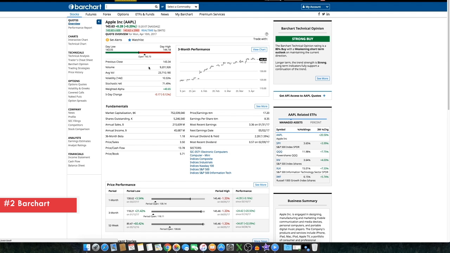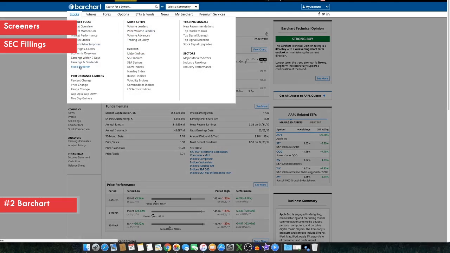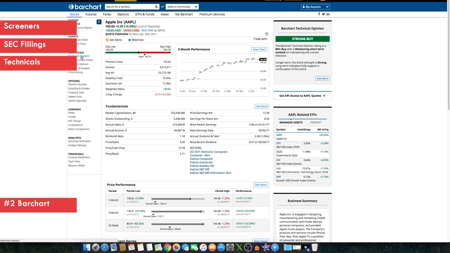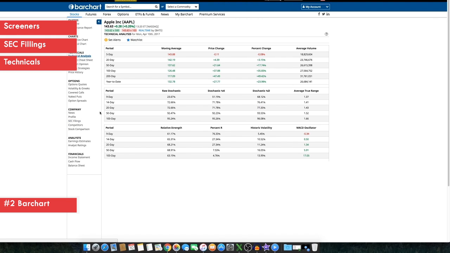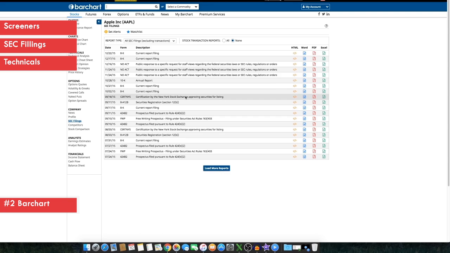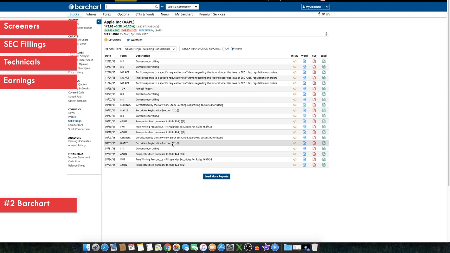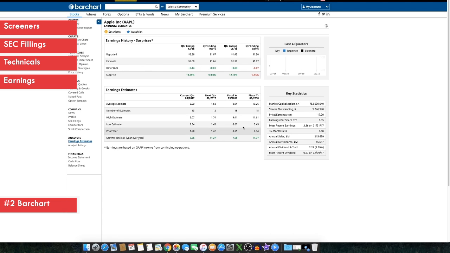The second website is Barchart. Barchart I use for screening for stocks, SEC filings, and their technical analysis page. So on here I can read 10K annual reports on companies, what their technicals are on the companies, and their next earnings date. And this is information that beginners might find harder to find on Yahoo Finance.